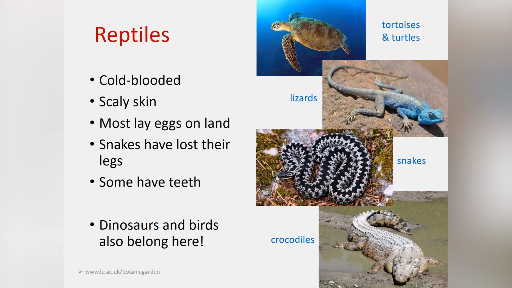Reptiles, birds and dinosaurs are all related. Reptiles are cold-blooded and have a scaly skin, and most lay their eggs with hard shells on land, even when they spend most of their life at sea, such as turtles. Most members of the reptile class have 4 legs. However, the snake order has no legs. Some reptiles have teeth. Dinosaurs are in this class.